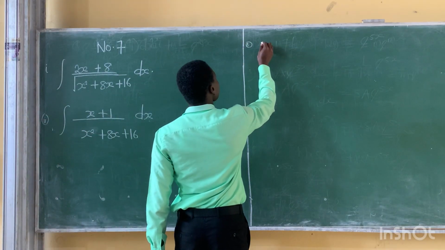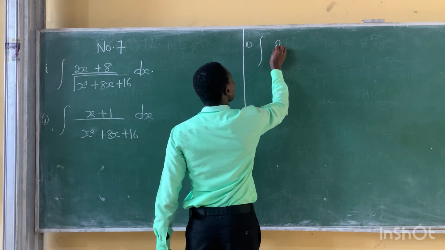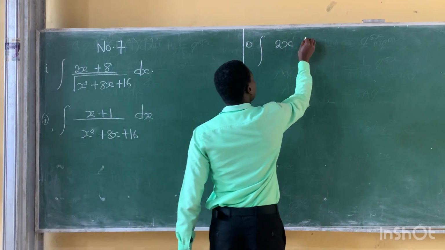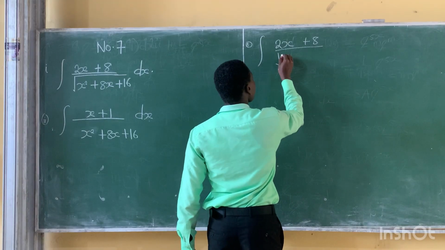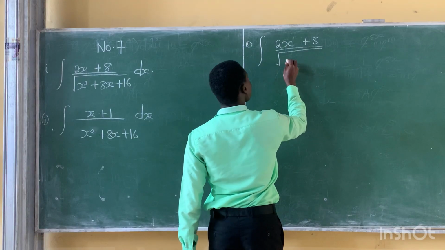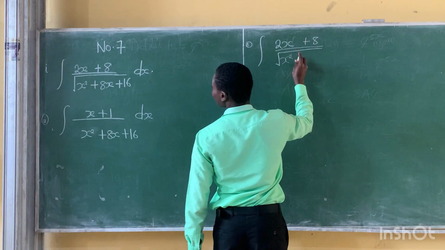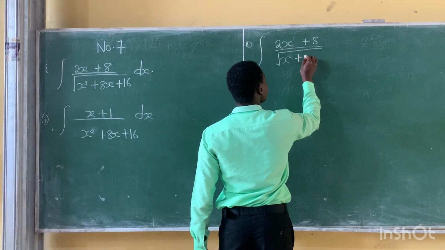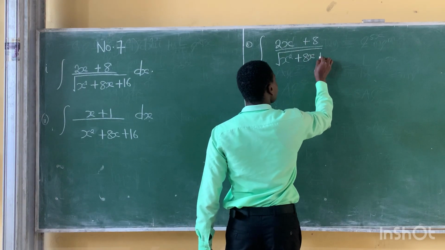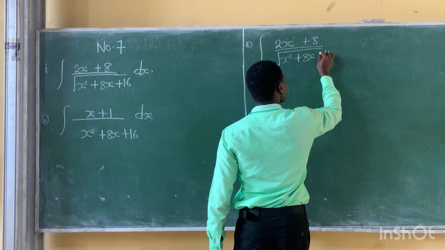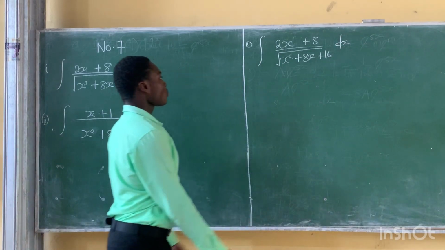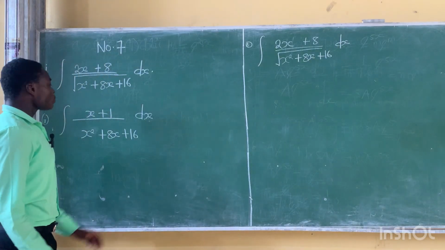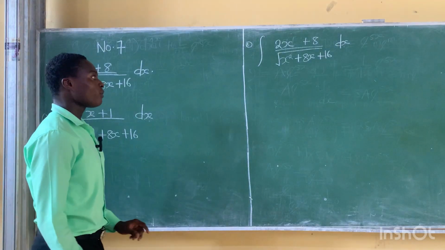So we have the integral of 2x plus 8 over the square root of x squared plus 8x plus 16 dx. So this is what we have as the question. So now how can we integrate this function?